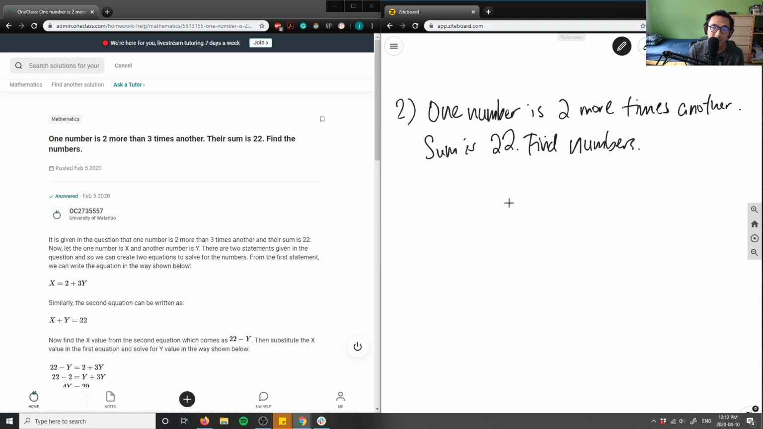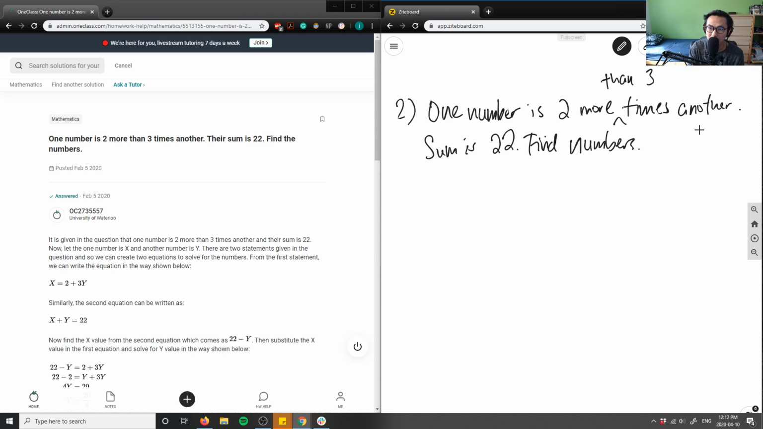So one number is 2 more than 3 times another. Oh my God, 2 more than, that's crucial, 3 times another. Sorry, I wrote this question wrong. One number is 2 more than 3 times another. Sum is 22. Find the numbers.